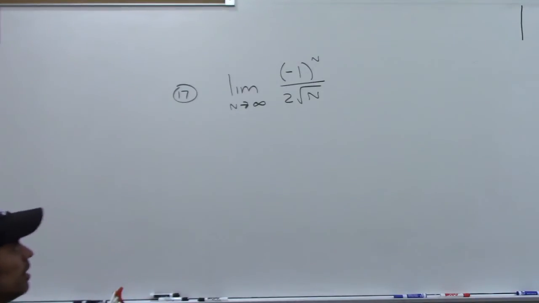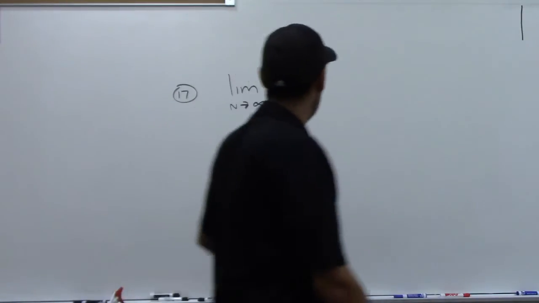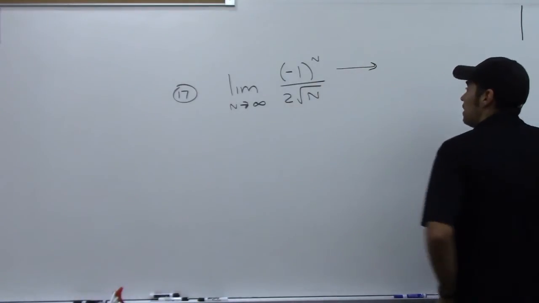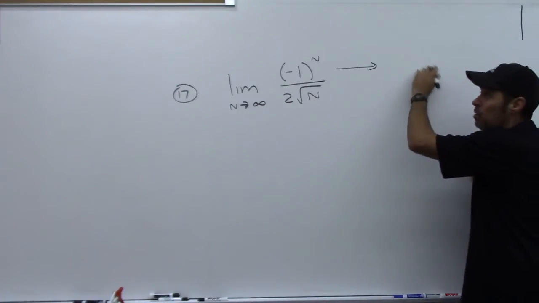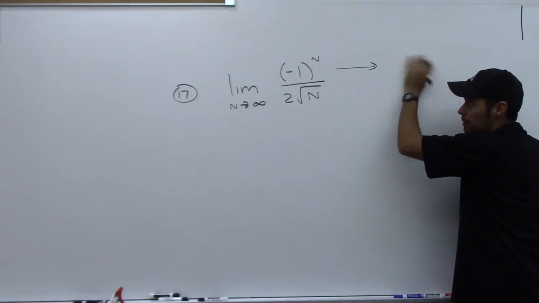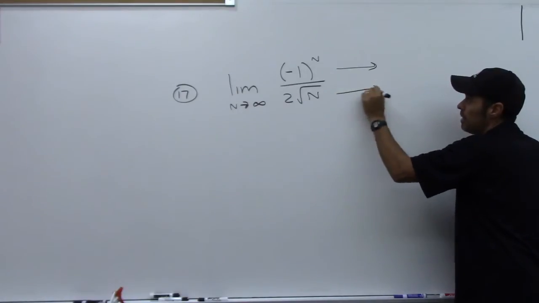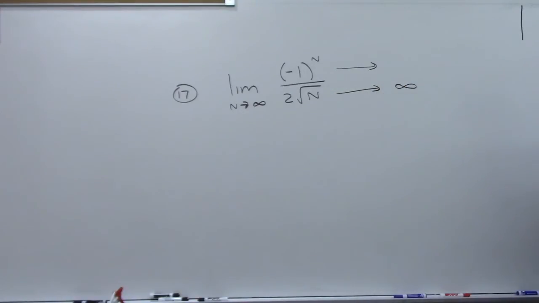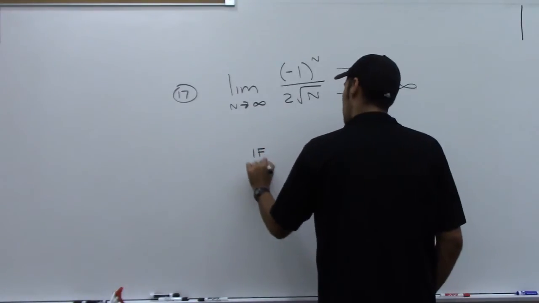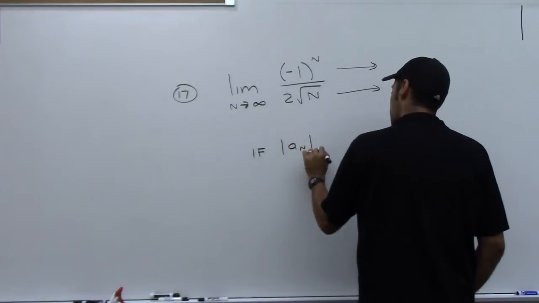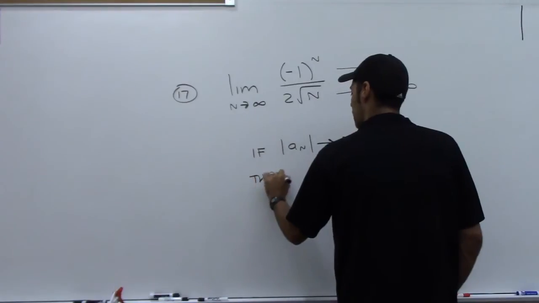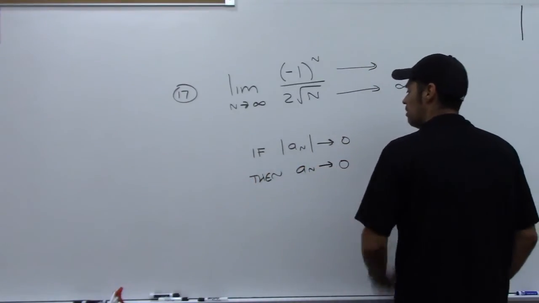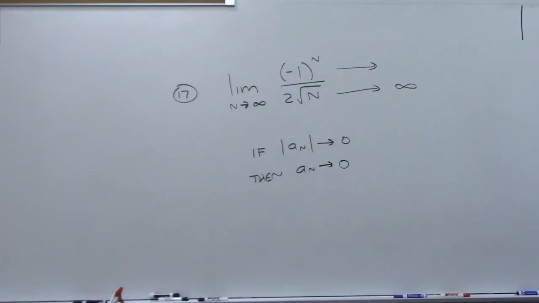The problem that we're going to run into is that the numerator is not headed to anything. It keeps flip-flopping back and forth. It's going from 1, then -1, 1, -1, 1, -1, back and forth. The bottom, on the other hand, is headed to infinity. So what we're going to do is use a theorem that said if the absolute value of a sequence goes to 0, then the sequence goes to 0. That's a very nice theorem.